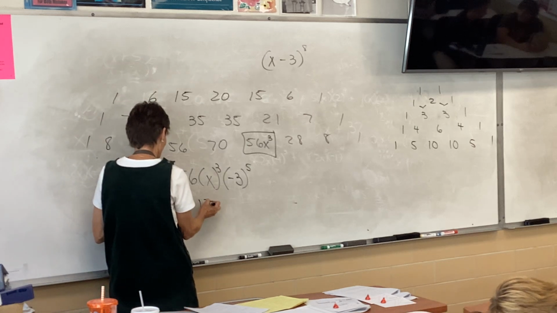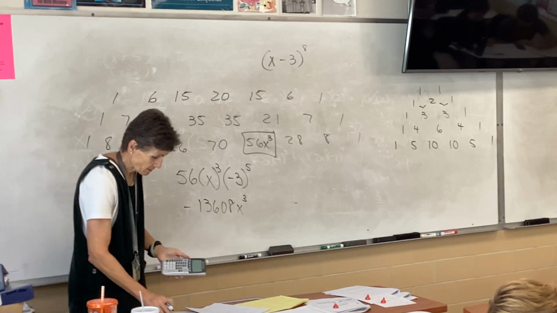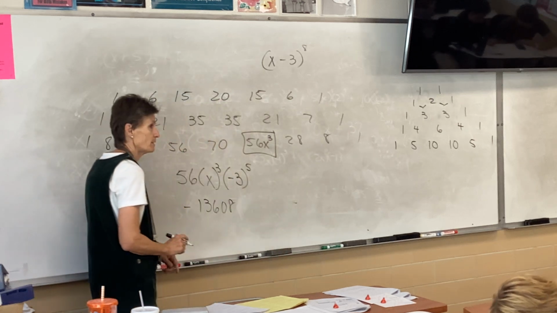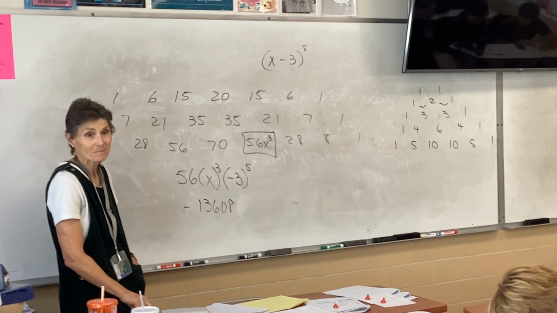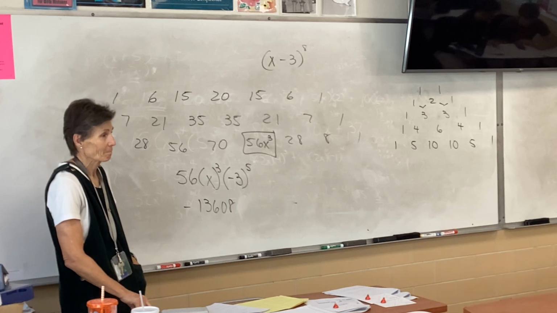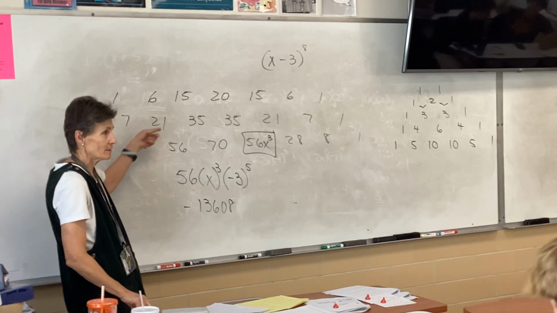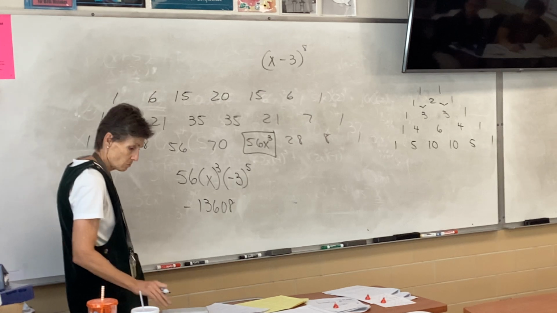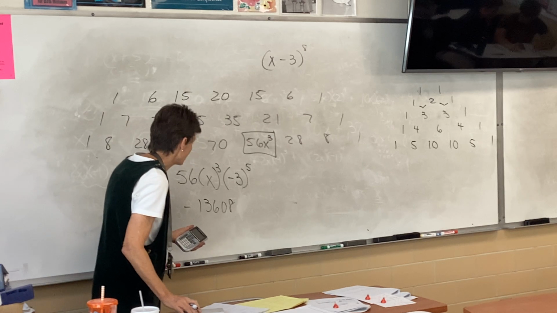Goodness gracious, negative 13,608 x cubed, is that what you got? Yeah. So it said, what's the coefficient? That would be negative 13,608. Huh? Said I don't like this. You don't like this? What part of that don't you like? It's just a lot. I think it's pretty easy, actually. But it is tedious if you have to keep doing this, right, Ben? Got negative 13. Oh, you got negative 13 what? Million? Yeah, that's millions.